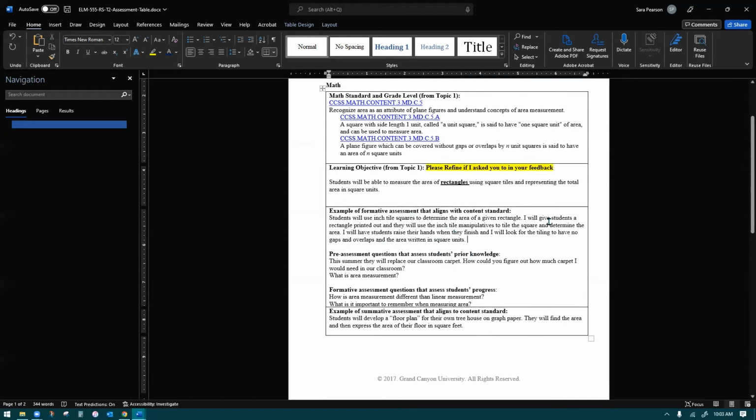So when I'm walking around and they raise their hands, I'll go, okay, did they tile that correctly? There's no gaps or overlaps, which is the second part of the standard. And did they name the unit in inches, because those are inch tile units, so they need to say they are 15 square inches. And so I'm going to look for both of those things.